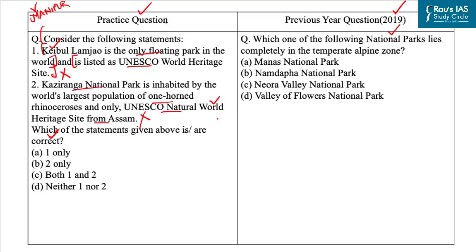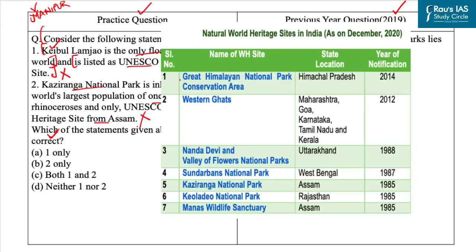You should know that a UNESCO World Heritage Site is a place that is listed by the United Nations Educational, Scientific and Cultural Organization as of special cultural or physical significance. Under this, there are 7 natural World Heritage Sites. Now with the help of this image, you can see that Kaziranga is not the only World Heritage Site from Assam. Manas Wildlife Sanctuary is also there, and Keibul Lamjao is not listed as UNESCO World Heritage Site.